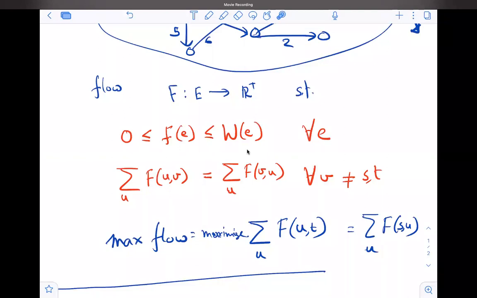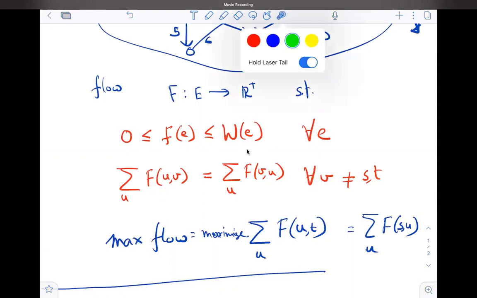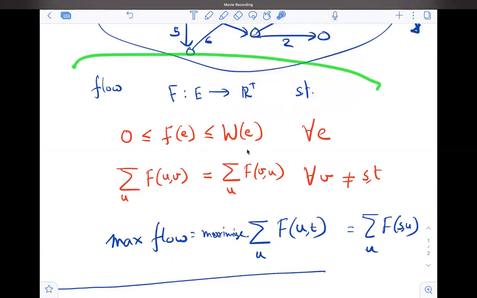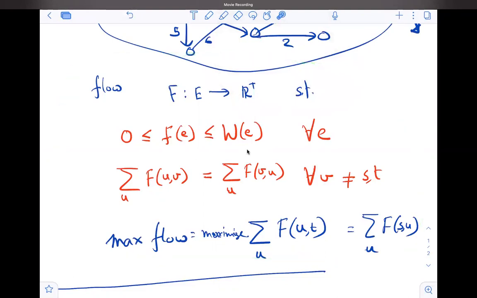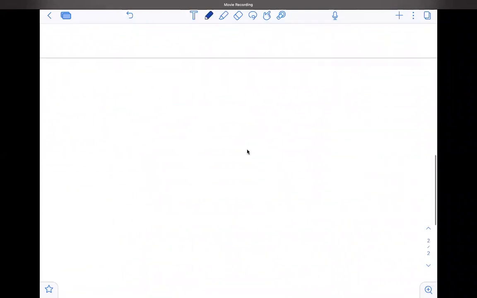Just look at these things. Look at this structure. Does it ring any bells to you guys? What is going on? So maybe I should write it. Sir, is it an LP problem? It is an LP problem. Exactly.